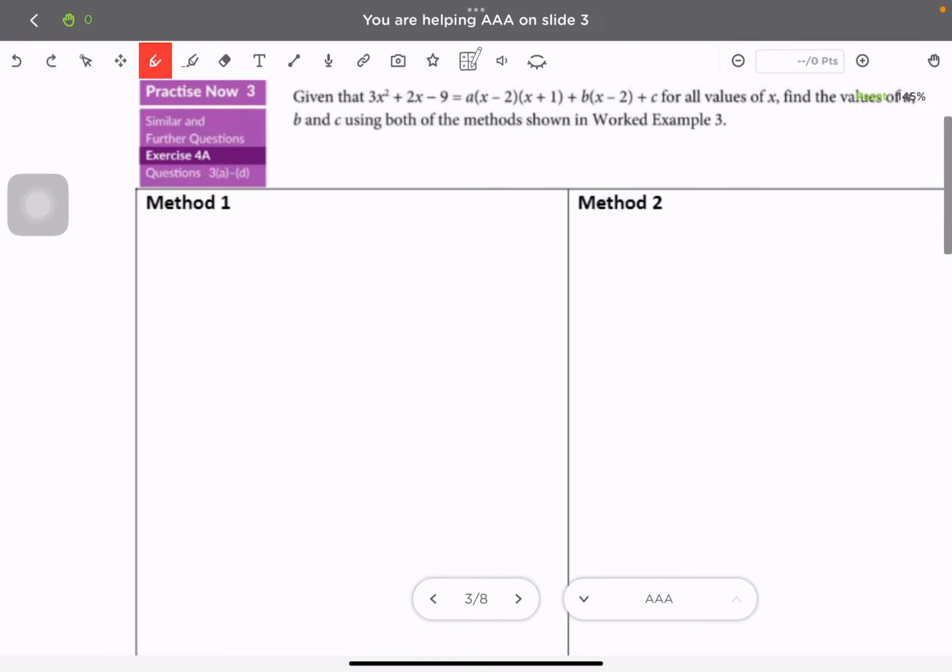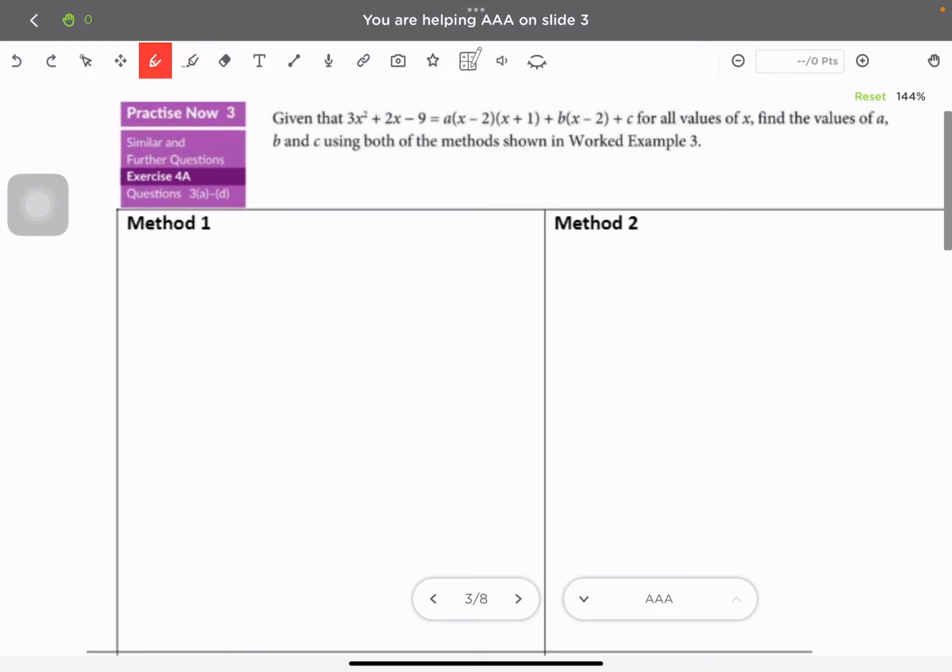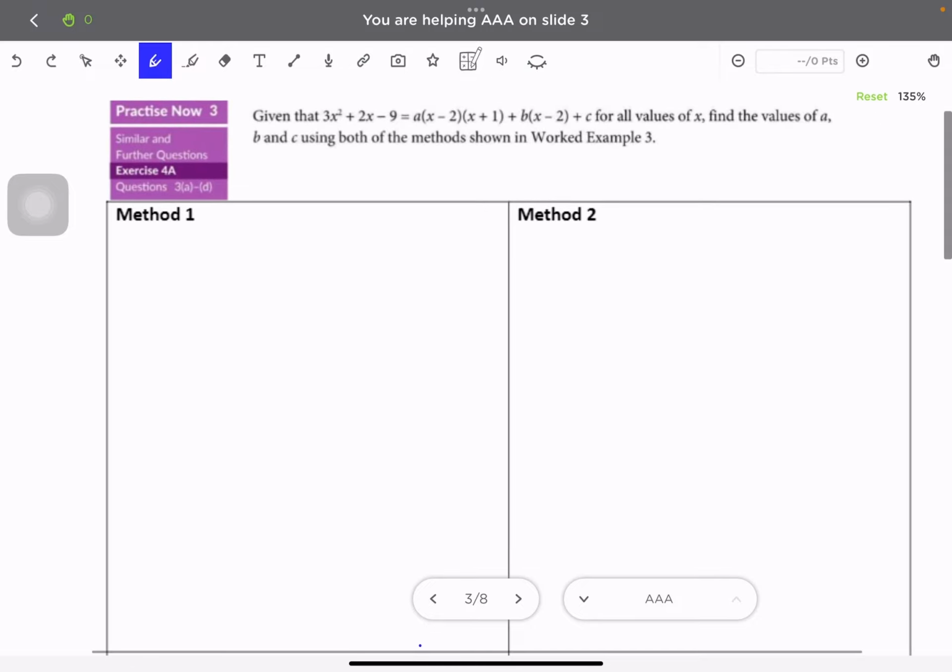Okay, I'm going to do an example of practice now 3 so that you can continue with your homework. Okay, practice now 3. Let's do method 1. Method 1 is the substitution method. So let us look at the question.